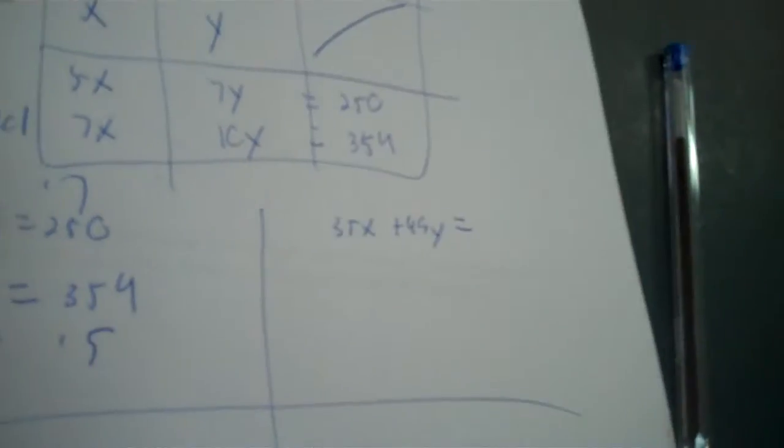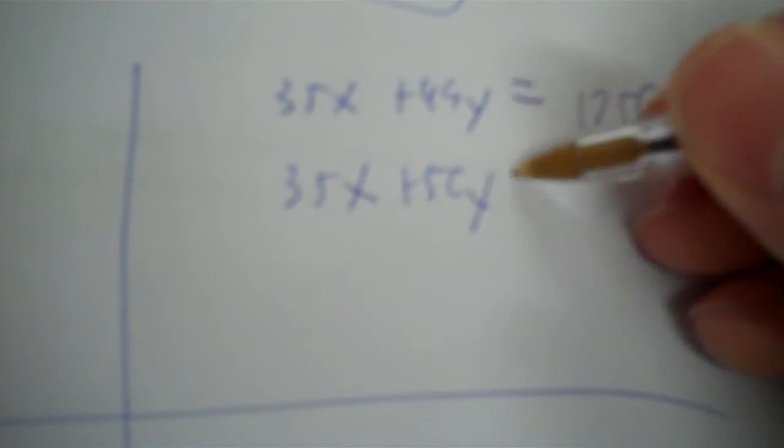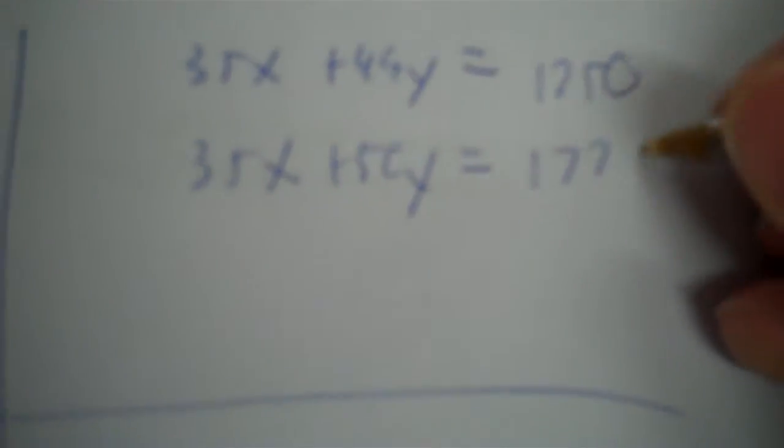Then you apply the elimination method. So you're going to times by 7 on the top, times by 5 on the bottom. So you're going to have 35x plus 49y, then 250 times 7, I think that's 1,750, I'll double check, yeah. At bottom you're going to have 35x plus 50y, 1,770.